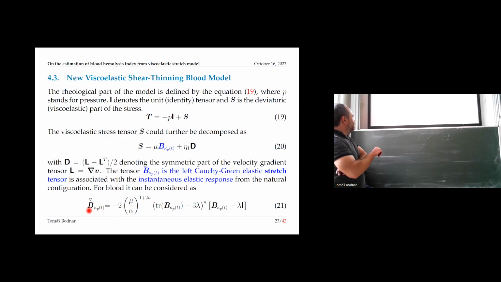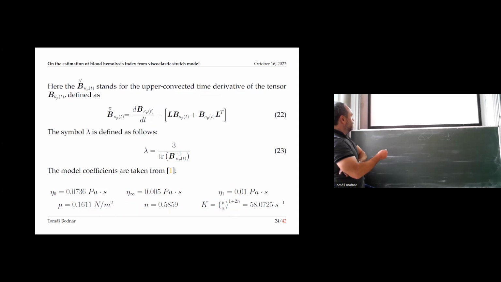So this is the upper convective time derivative of the stretch tensor. Here you have some coefficients. This is the important part. Again, it corresponds to this elastic response and return to the spherical shape or unloaded shape.